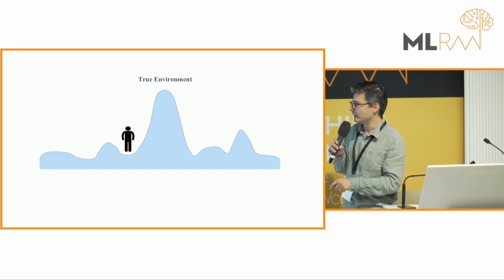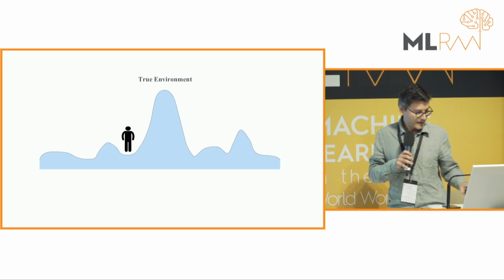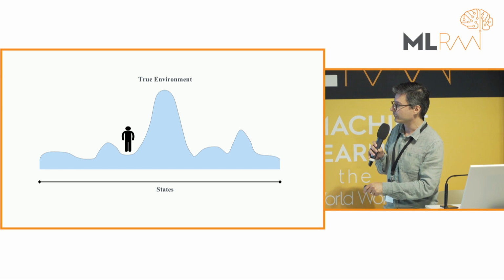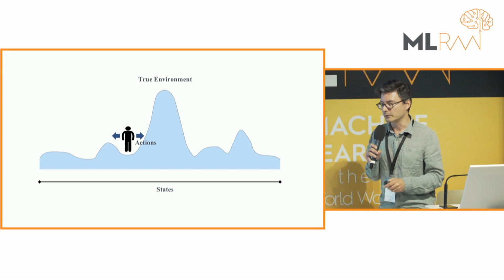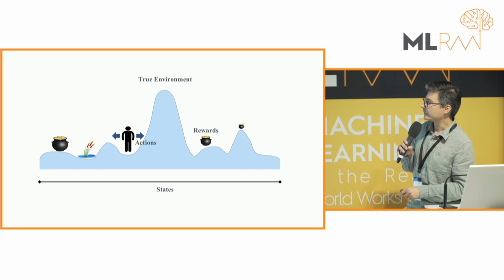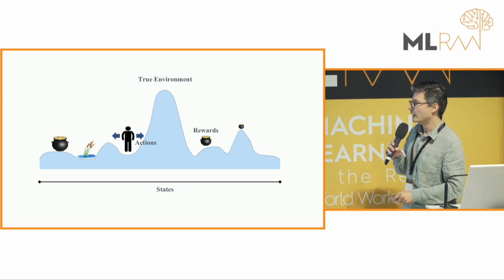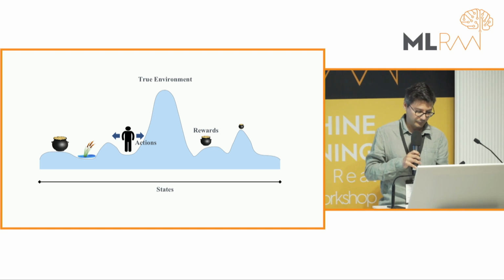Imagine that I'm the agent that needs to navigate over this terrain. And these are the states that are possible, so all possible positions over the terrain. The actions that we can take are just left and right, so we keep it very simple. And we have some rewards, which can be either positive, like this pot of gold, or negative, like this puddle. So going through a puddle is a negative reward.